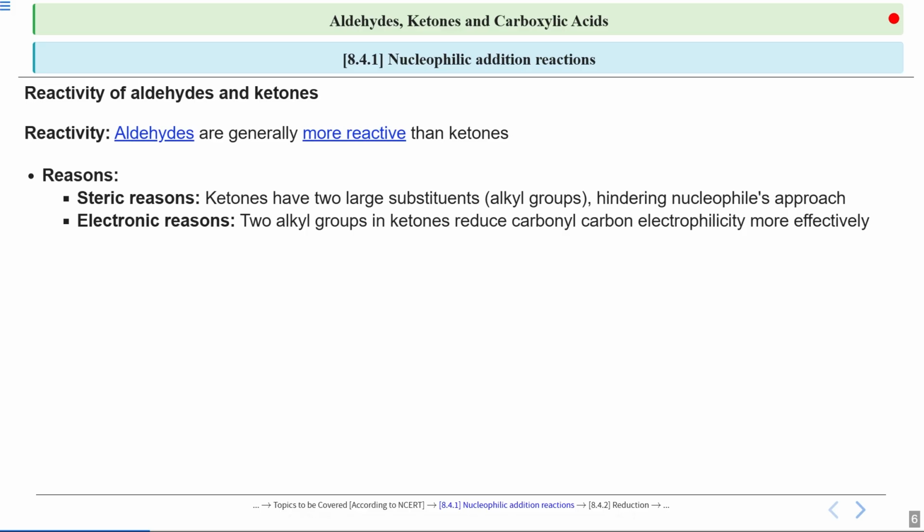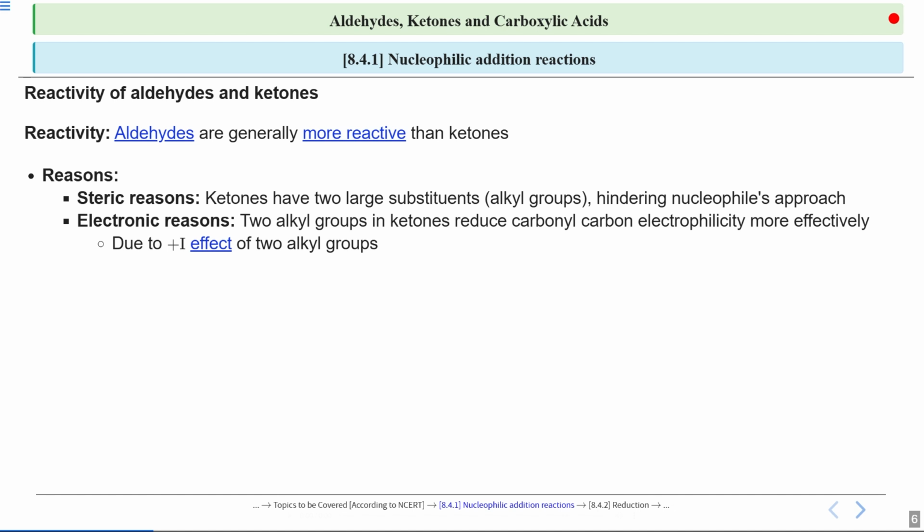The second reason involves the electronic effects. Ketones have two alkyl groups that donate electrons to the carbonyl carbon. We all know that an alkyl group has a plus I effect. So they donate electrons to the carbonyl carbon, which reduces its positive charge and makes it less attractive to nucleophiles. Because now the carbon will not be that electrophilic, since the alkyl groups are donating electron density. So it reduces its positive charge and makes it less attractive to nucleophiles. And this is because of the plus I effect of the alkyl groups.